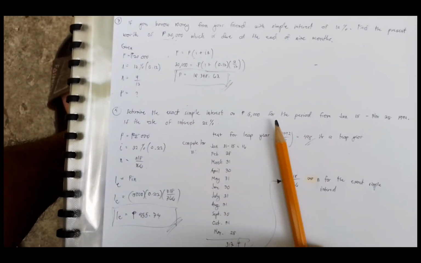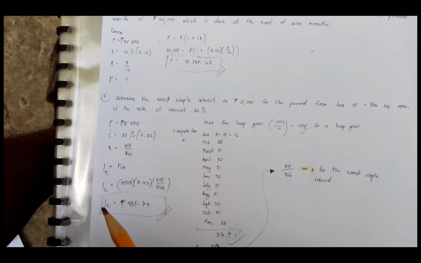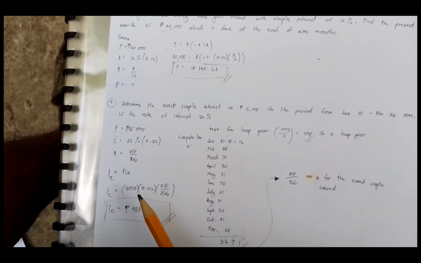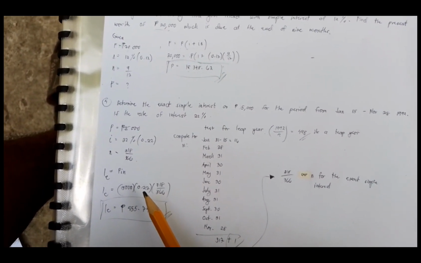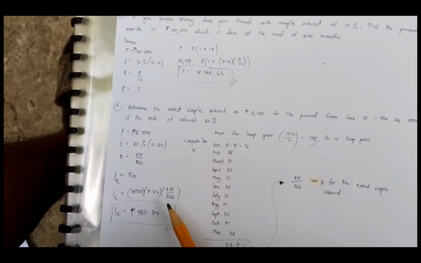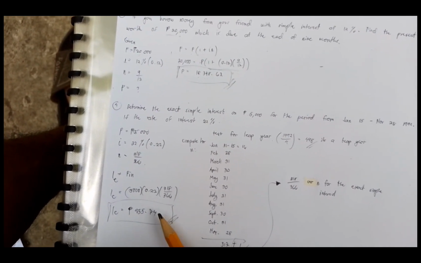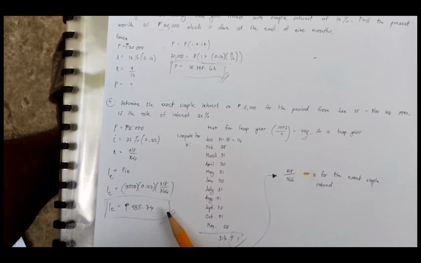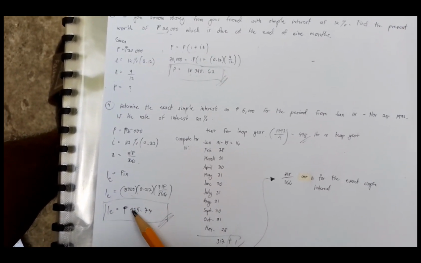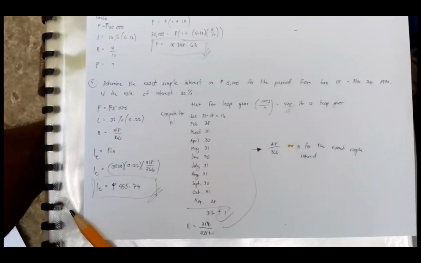Alright? So I_e, or exact simple interest, is equal to 5,000 times 0.22 times 318 over 366, and that would equal 955.74. So this is our exact simple interest. If added to 5,000, that would equal our future value or maturity value.